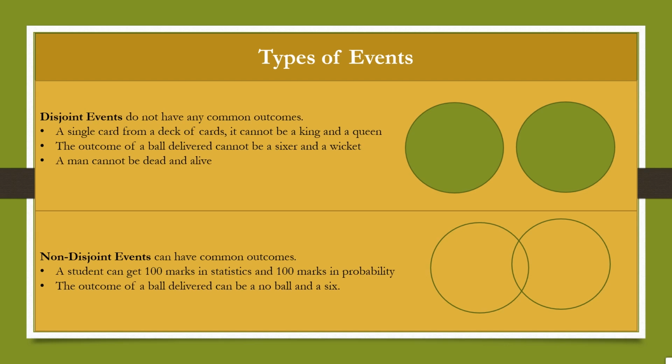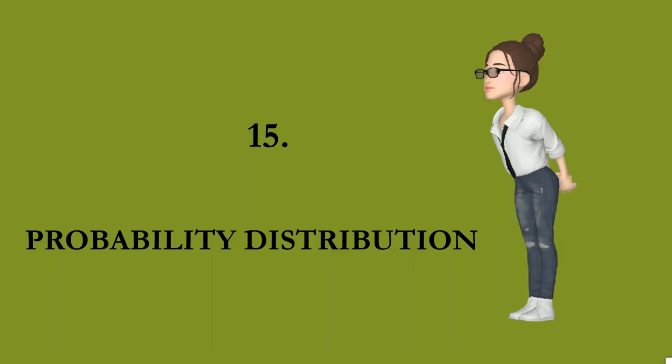Non-disjoint events are events that have common outcomes. For example, a student can get 100 marks in statistics and 100 marks in probability, and also the outcome of a ball delivered can be a no ball and it can be a 6. So these are non-disjoint events. These are very simple to understand.